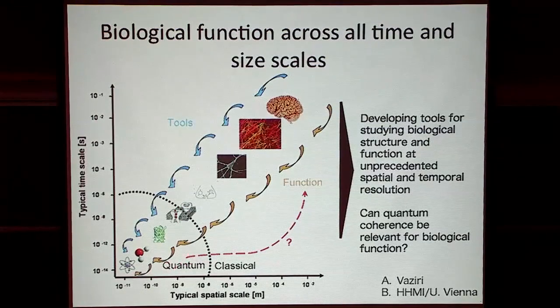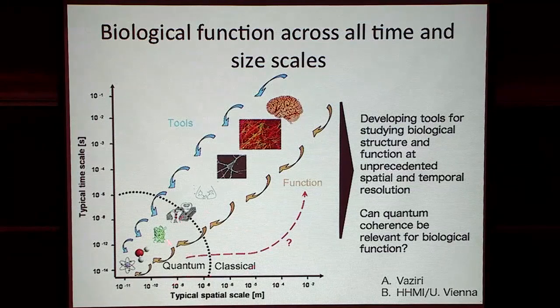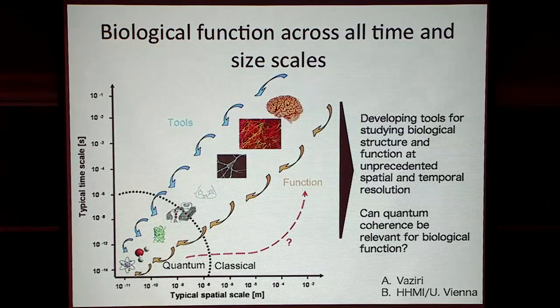But most importantly, from the biological point of view, so you could imagine these are the physicists coming down with the tools here, we need to go back up and answer critical questions for biology, which is, what does all this analysis of biology at these very small length scales mean for the function? Is it important at all? And in particular, the question that we're interested in is, can quantum coherence be relevant for biological function?